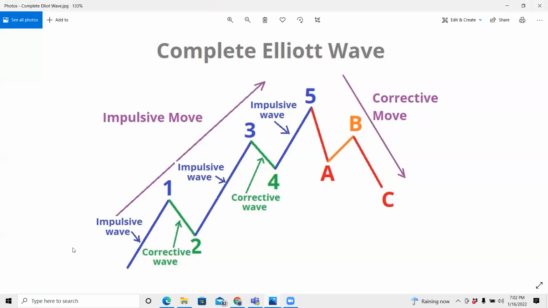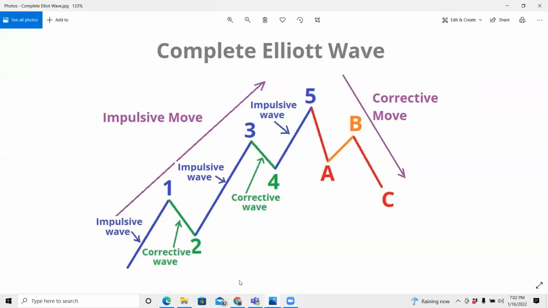One more time. We have our impulse move. We have our correction. We have our impulse move again. We have another correction. We have our impulse move, which is our third impulse move, and then we have our A, B, C corrections right there. Take a look at this, study this for a few seconds, okay?